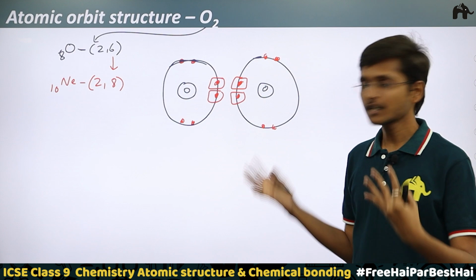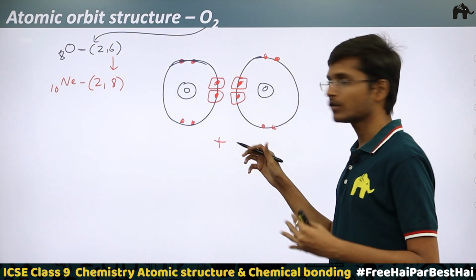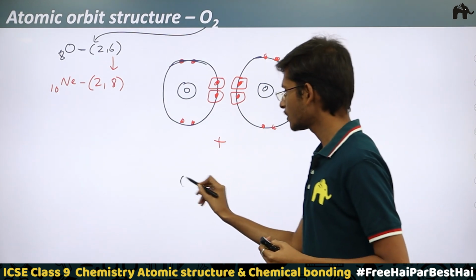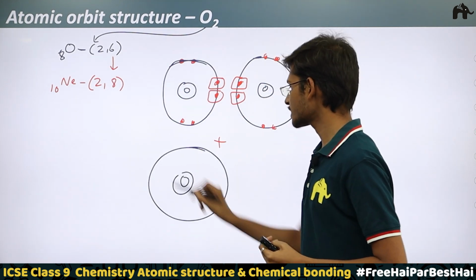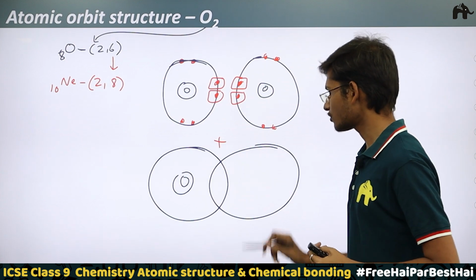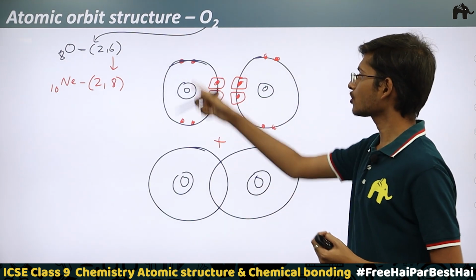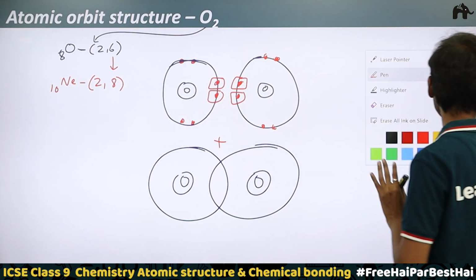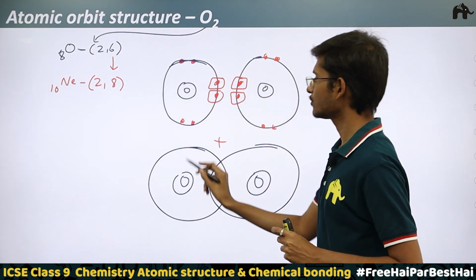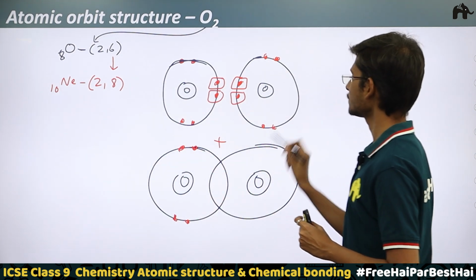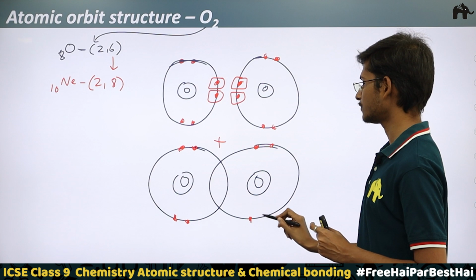Now, after sharing, they would combine with each other. And how would they combine? The same type of diagram: the outermost shell of one oxygen overlapping with the outermost shell of the other oxygen atom. And here the remaining 4 electrons of each oxygen atom are present as they are: 1 2 3 4 here, 1 2 3 4 here, and so on for each side.